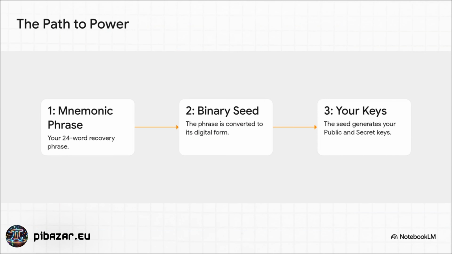Okay, so how in the world do we get from a simple list of words to actual power? Well, it's kind of like a three-step journey. It all begins with your phrase. Then that phrase gets programmatically turned into its raw digital form, a binary seed. And from that one seed, two very different keys are born. Let's take a look at those.